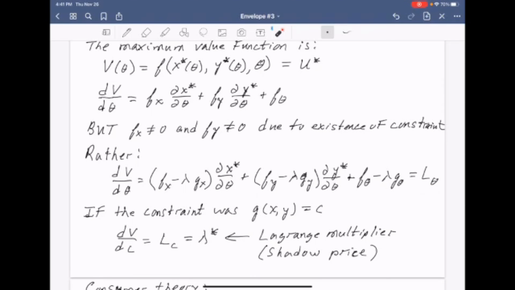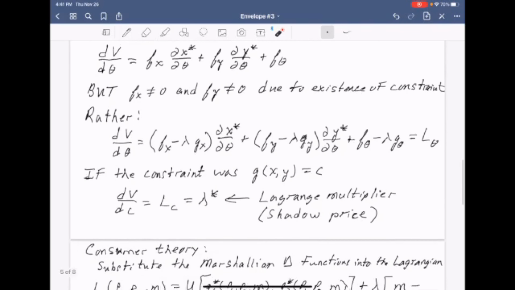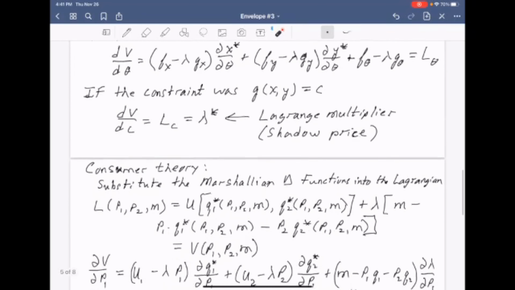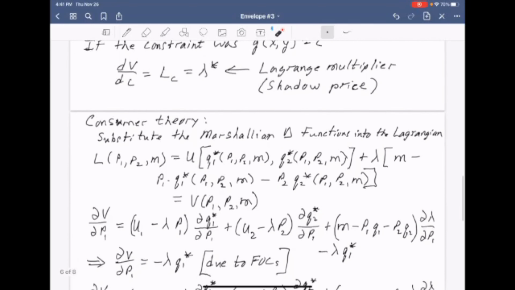All right. If the constraint was given like this, where we had a right-hand side cost c here, then we would find that the derivative of the Lagrangian with respect to c is identical to lambda star, the Lagrange multiplier, or the shadow price. Whereas here, the partial of the Lagrangian with respect to theta is equal to f theta minus lambda g theta. So that was clearly shown in chapter 5 of Dixit.